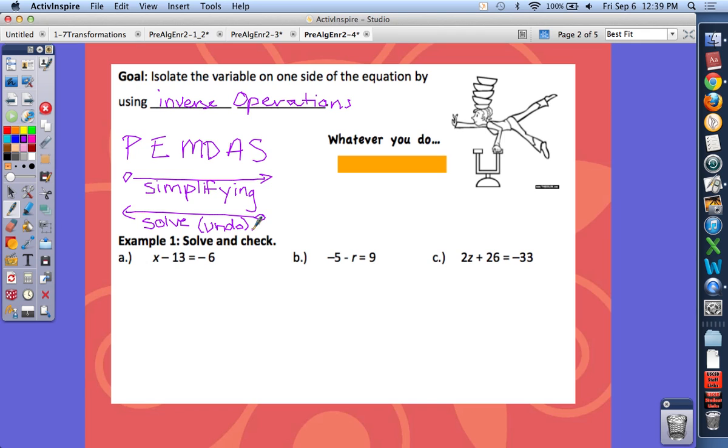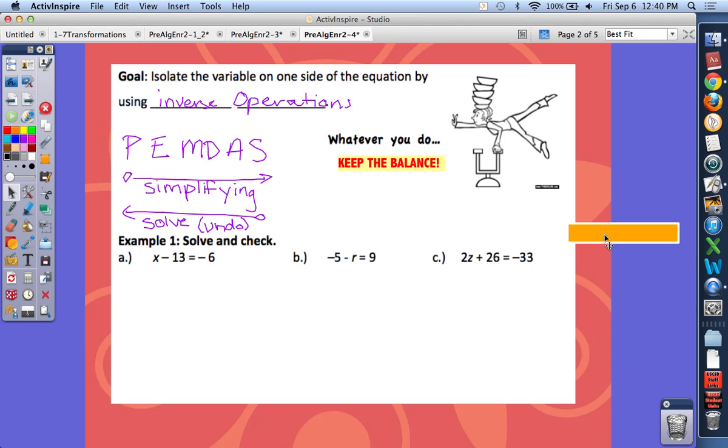The other thing, I have a little picture here. I said, whatever you do, what am I saying there? Keep the balance. So whatever you do, keep the balance. When you solve an equation, it's so important that if you do something to one side, you must remember to do it to the other side.